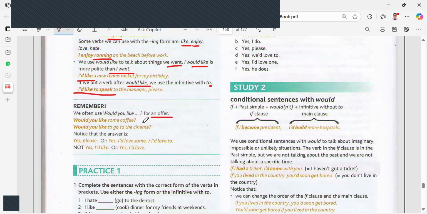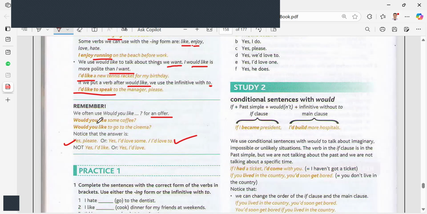Also, we often use would like for an offer. For example, would you like some coffee? When you welcome a guest in your house, number one, you should say, would you like some coffee? Would you like some water? In this way, you are offering. Would you like to go to the cinema? Notice the answer is yes, please. Or yes, I'd love some. Or yes, I'd love to, if you agree.